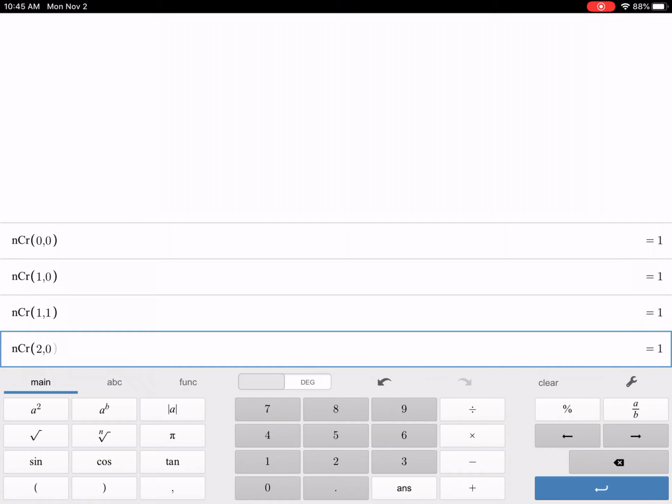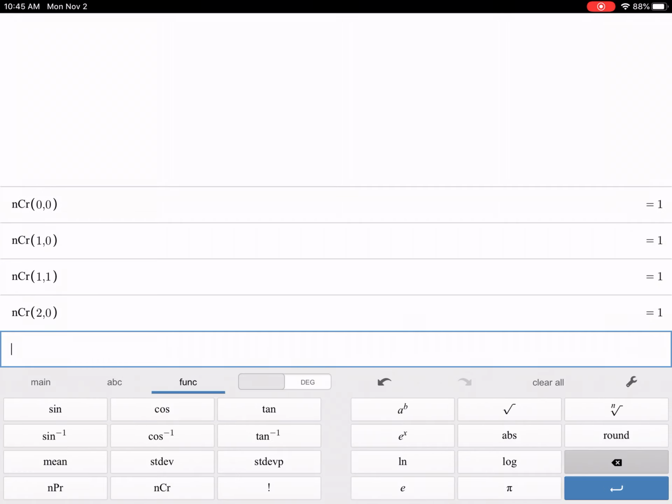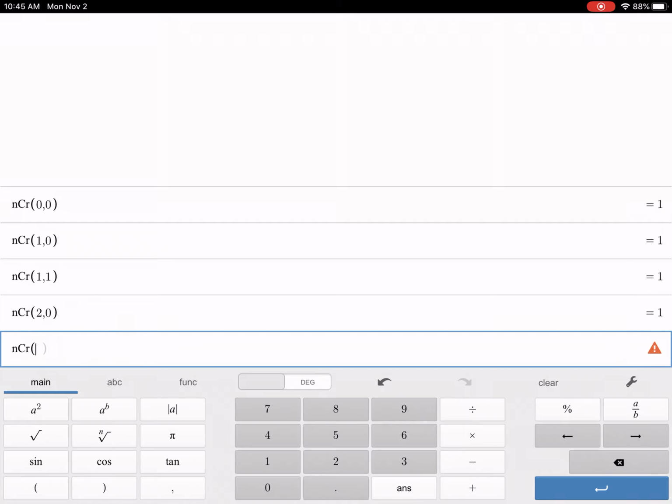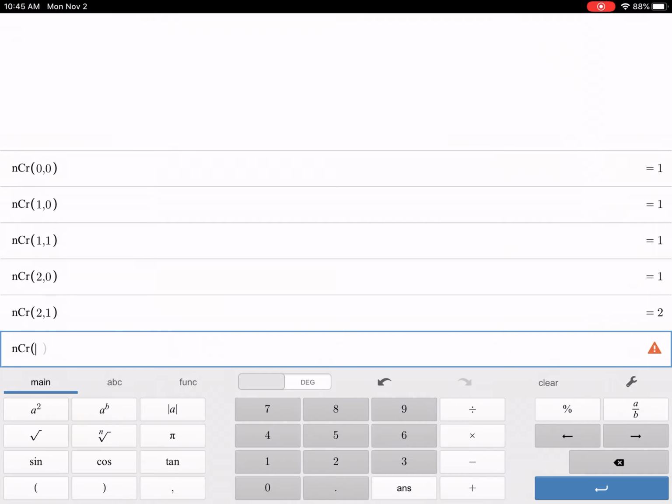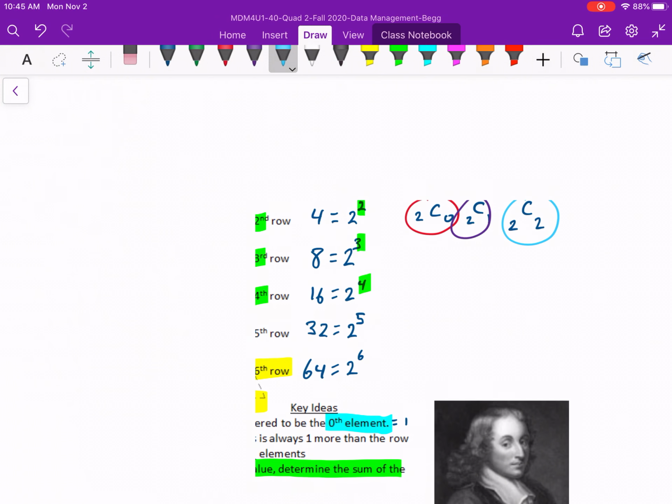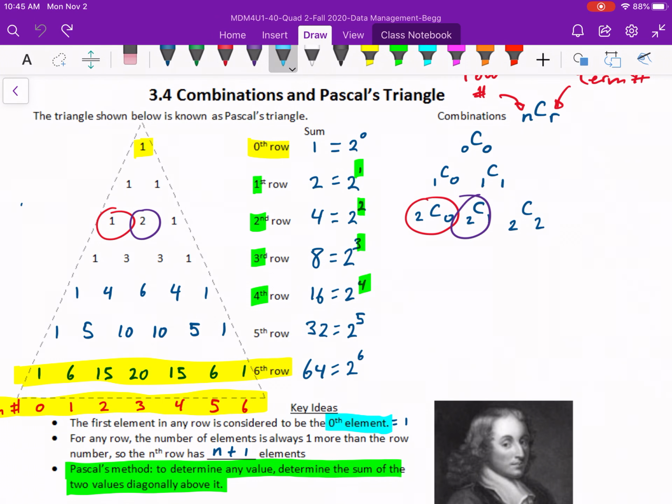Because with combinations, how many ways can I choose 0 elements out of 2 options? There's only one way to take nothing. But how many ways can I take 1 element out of 2 items? Logic tells us it should be 2, and so does combinations. How many ways can I take 2 elements from 2 options if order doesn't matter? Well, it's back to 1. So again, it matched up. Over and over, what we're going to see is I can get any element in any row just by doing combinations. That's really helpful.